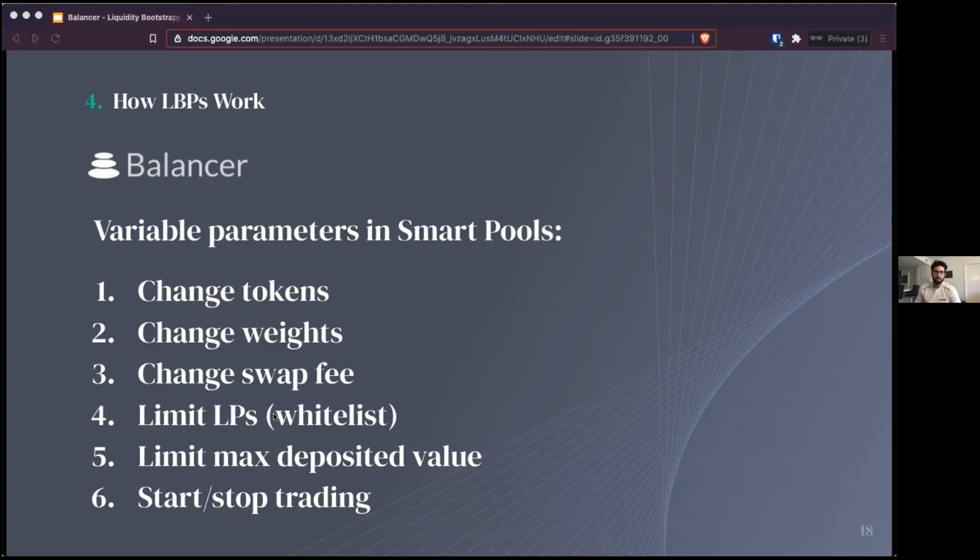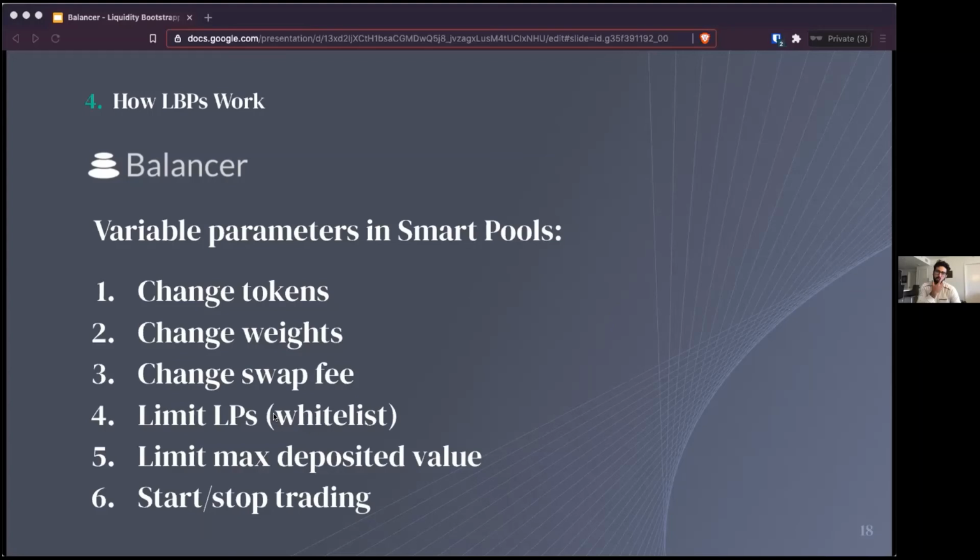The ones that are relevant to an LBP, you would use the change weights function to create that incremental downward price pressure. And as those weights change, basically what happens is that the pool redefines the percentage of its value that's held in each token, and this therefore adjusts the exchange rate of the assets in the pool.